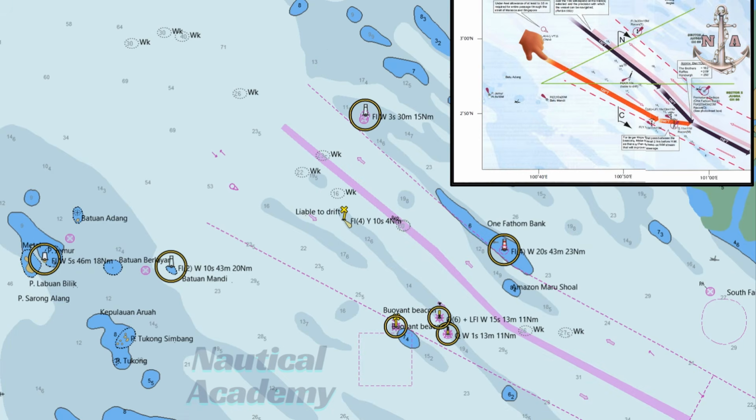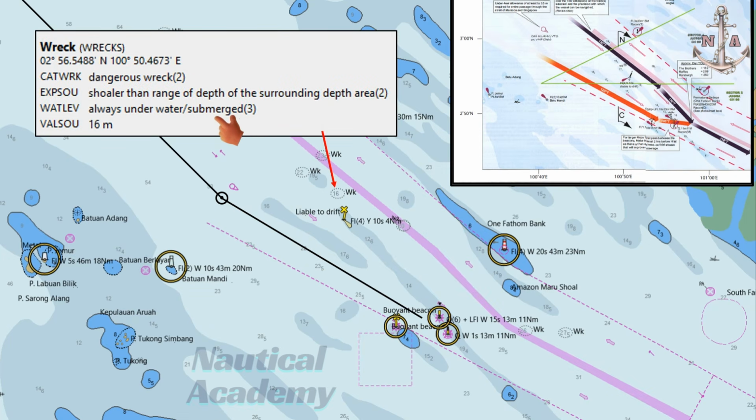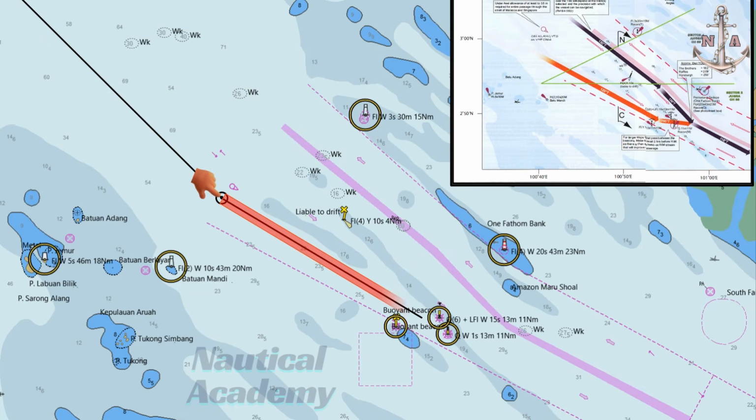Deep draft vessels are recommended to keep to the right side of the intended traffic lane when entering the 1 fathom bank TSS, due to the presence of a submerged wreck near the traffic separation zone. Although the wreck is always submerged, with 16 meters of water above its highest point, it poses a potential hazard to vessels with a draft of 15 meters or greater. So this will be the first leg for a deep draft vessel. For a vessel with a draft of less than 15 meters, this will be the first leg.